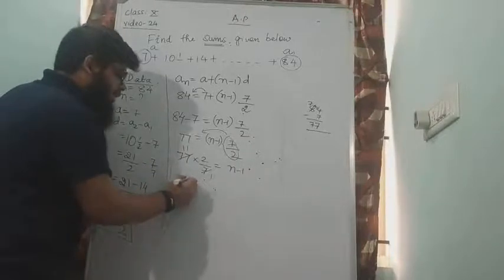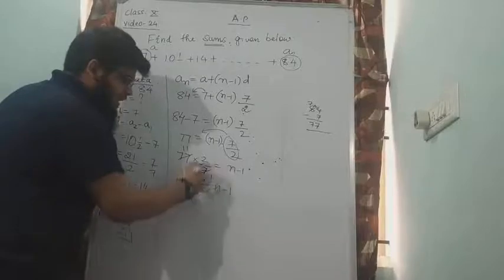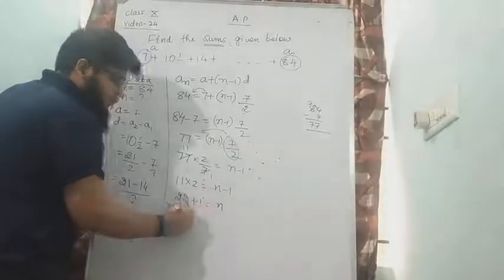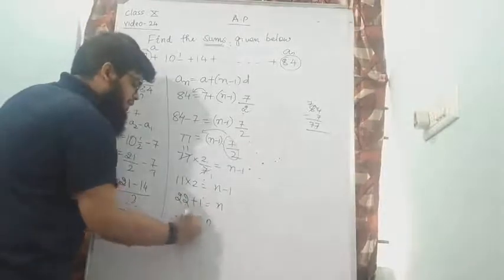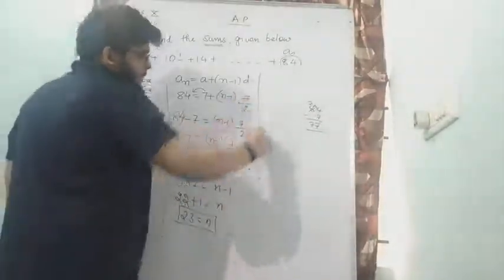7 ones are 7, 7 11s are 77. So 11 into 2 is equal to n minus 1. 11 2s are 22. Minus 1 on the other side becomes plus 1. 22 plus 1 is equal to n. 22 plus 1 is 23, so n is equal to 23. That means the value of n is 23.